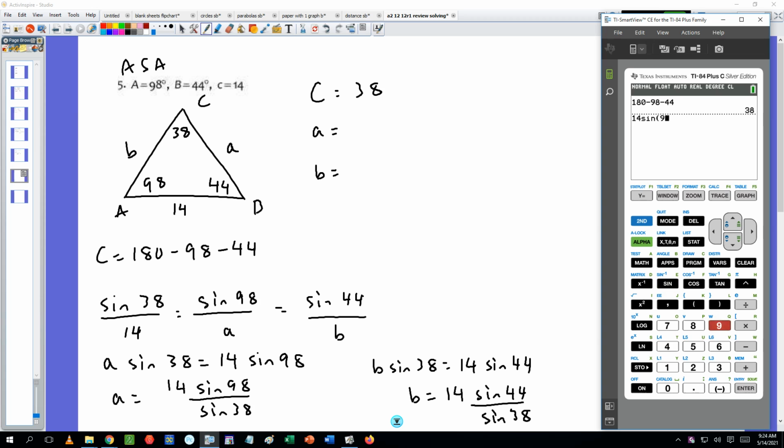14 sine 98. Close that parentheses, divided by the sine of 38. And 14 sine 44. Close that parentheses, divided by the sine of 38. And there's my A and my B. 22.5185. 15.79, that's not a 9. 7, 9, 6, and that 3 will bump up because of the 7. 6, 4.